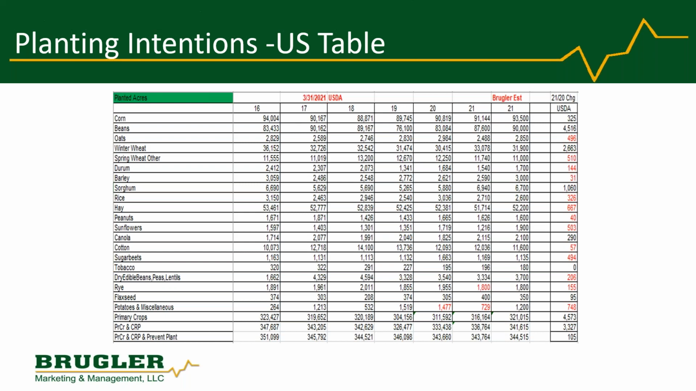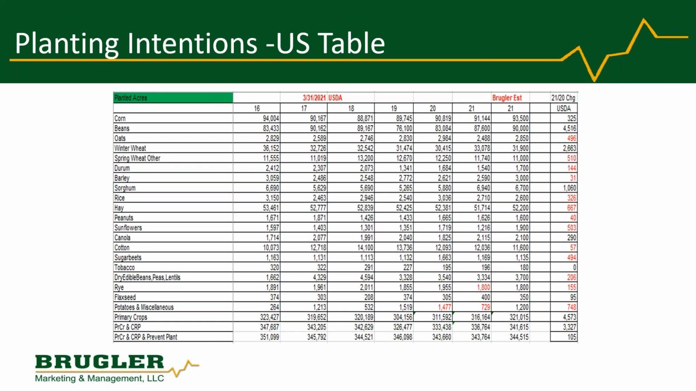I know this is a very busy slide, but it's important to look at a number of different things on this slide. As you go, vertical columns are 16, 17, 18, those are the years. So 21 would be the data that was released yesterday. Our Brugler estimates are to the right of that, what we thought they were going to be. But if you would focus on that 21 column, corn acreage intentions, 91.14 million, soybeans, 87.6 million, and a little further down, winter wheat, 33.078.